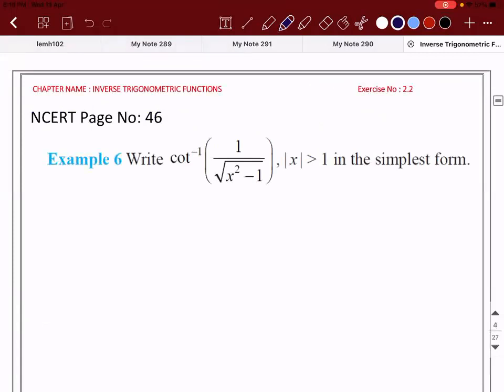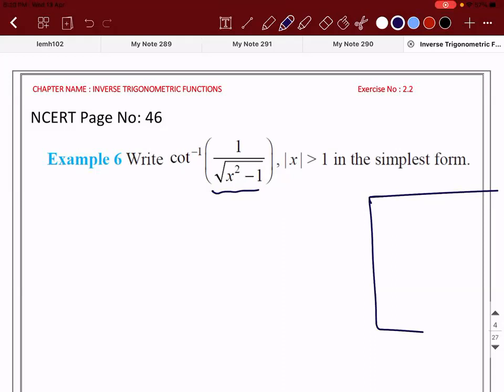So cot inverse of 1 by square root of x square minus 1. How did they get mod x greater than 1? You will try to understand the function also here, okay? Let's not just solve these problems. How did they get mod x greater than 1? Because see, 1 by root of x square minus 1 is there, right? Forget about cot inverse. What kind of function is there inside cot inverse? It's a rational function, right?